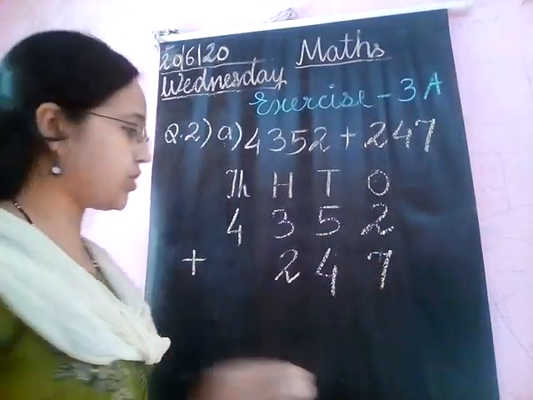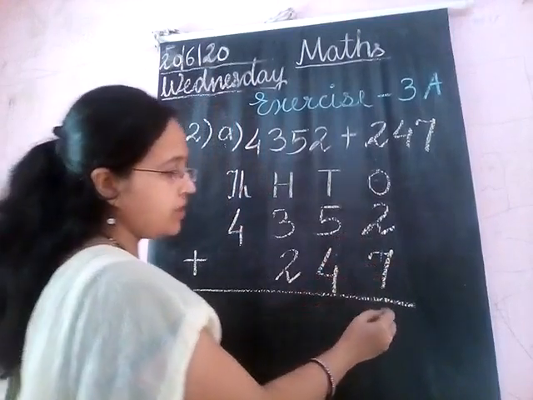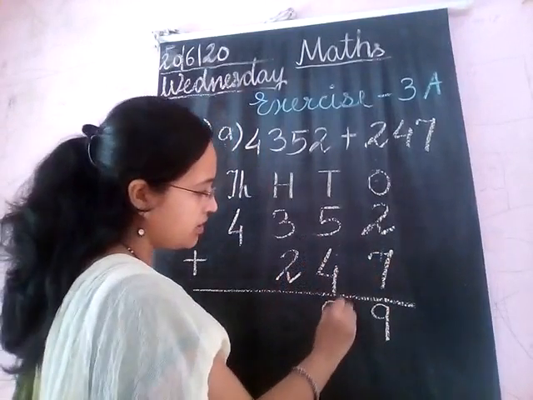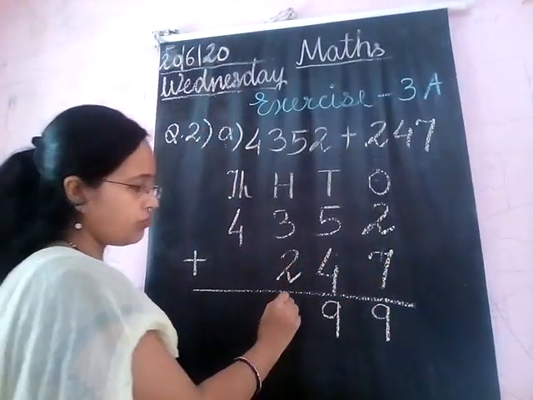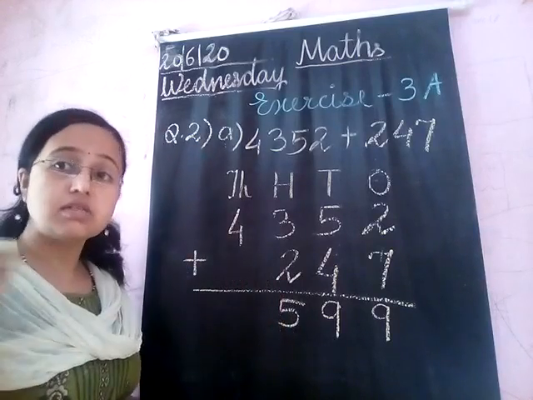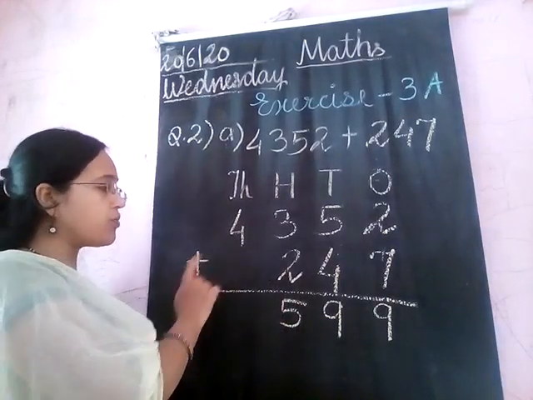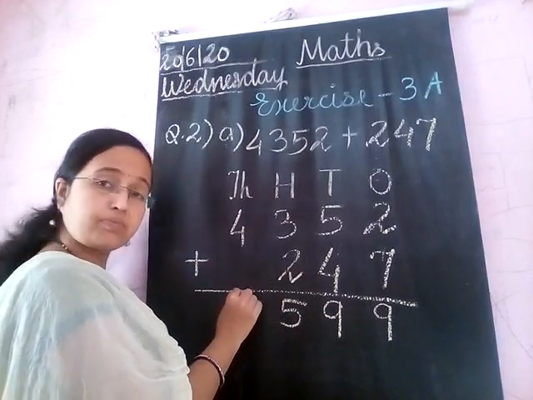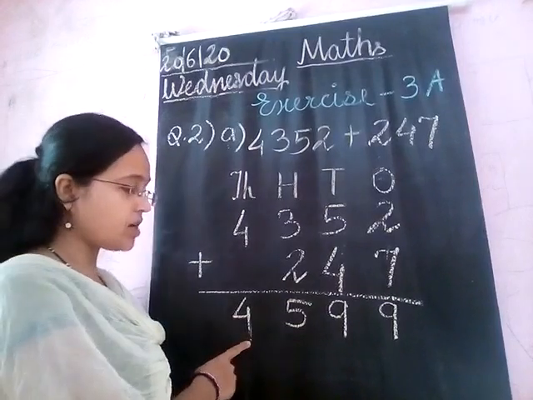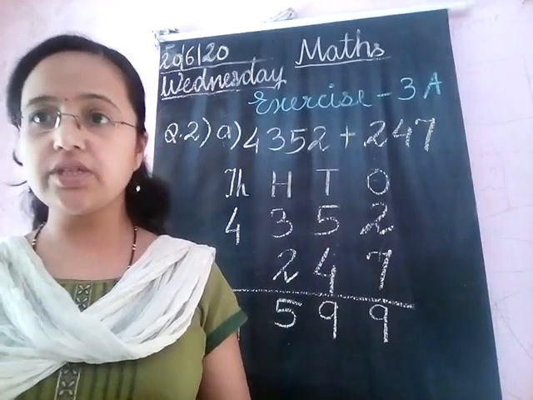Got it? Okay. Now we will add these two numbers. 2 plus 7, 9. 5 plus 4, 9. 3 plus 2, 5. And now here nothing is there. Means 0 is there. Always remember this thing. Now, 4 plus 0 gives 4 only. Got it? So we got the answer 4599. Okay. Understood this much?